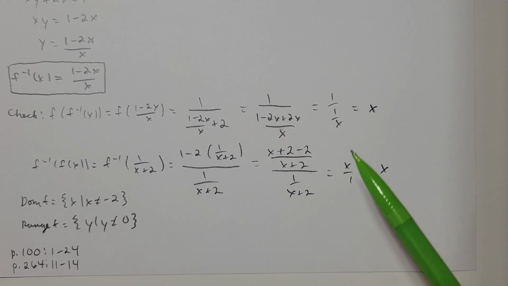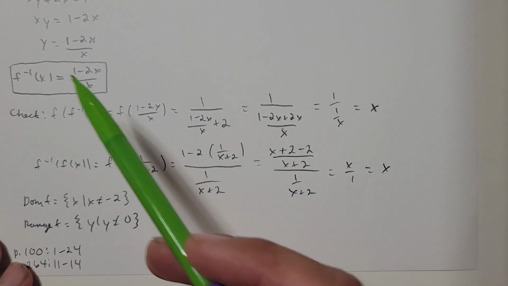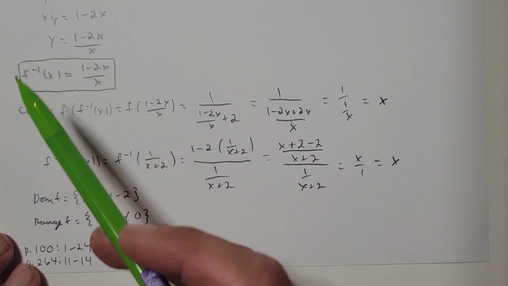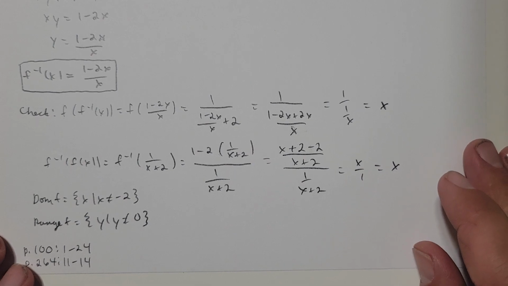Okay, so because I'm getting just x on both of these, I can go ahead and circle my answer there. That's correct. I know I got the right answer.